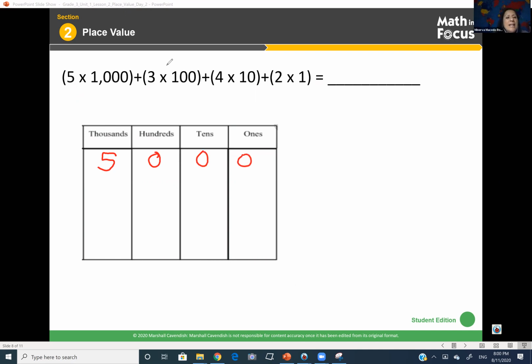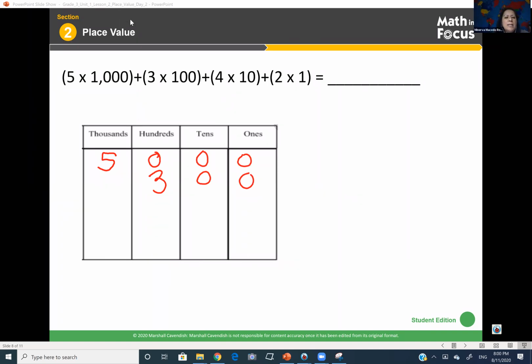Now let's look at the next one. The next one says 3 in the hundreds. So let's put the 3 in the hundreds. So I have put 3 in the hundreds. That means I have no tens and I have no ones.